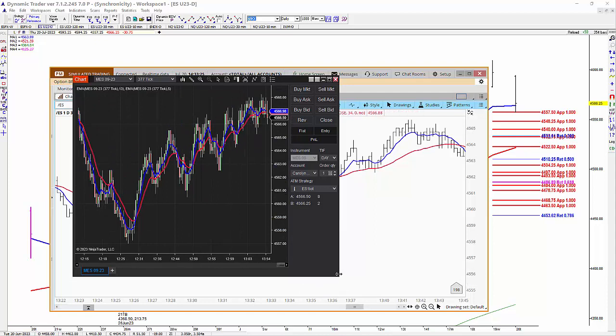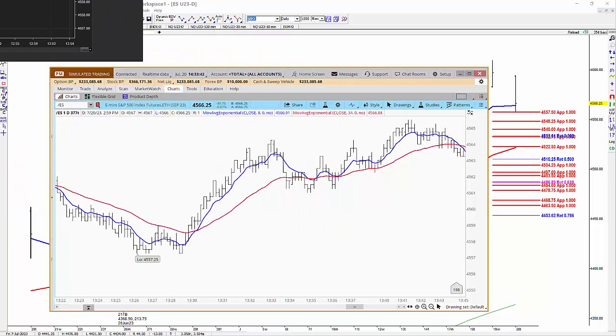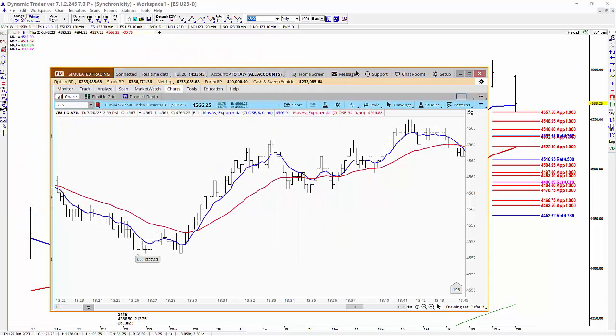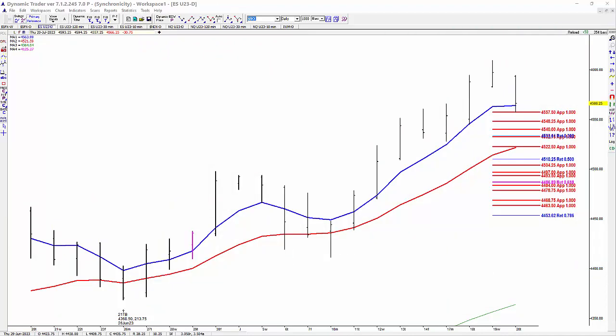This is a 377 tick chart, but I believe I'm using the 513 EMA crossover for a slightly faster trigger. That's definitely more aggressive. But let me give you another example of a trigger.